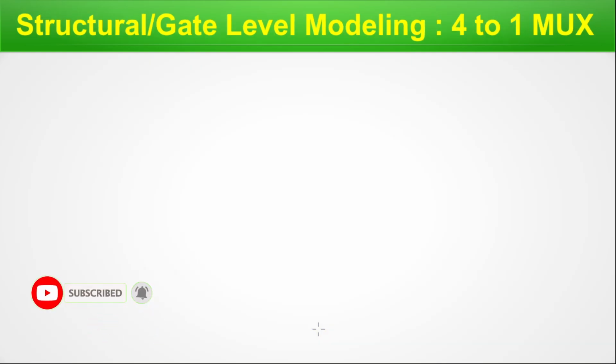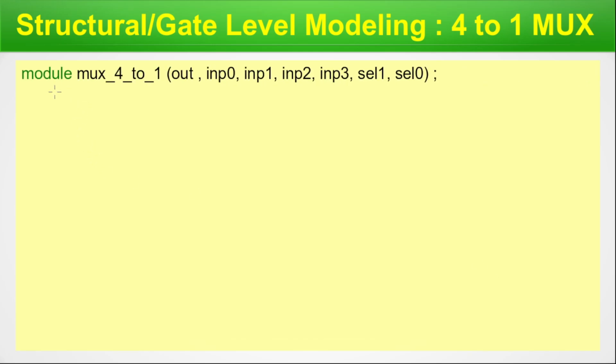Now, in this slide, we will do the structural modeling or the gate level modeling of a 4 to 1 mux. Let us begin. Here we write the first line, that is the module definition. Here we give our custom module name, mux 4 to 1, and here we define the different inputs and outputs. Now we need a picture here. So here comes our picture.